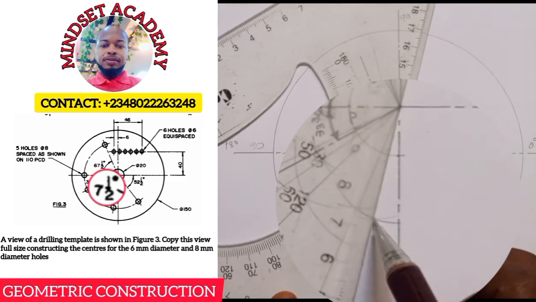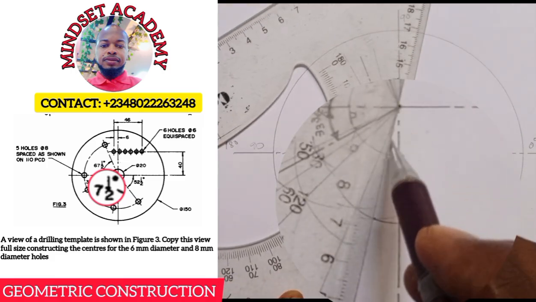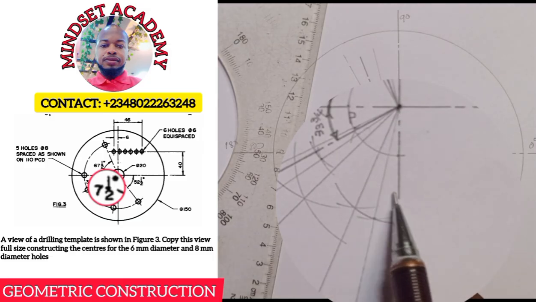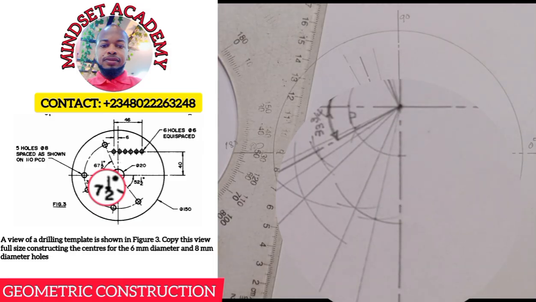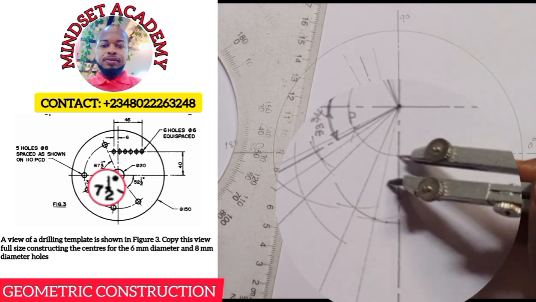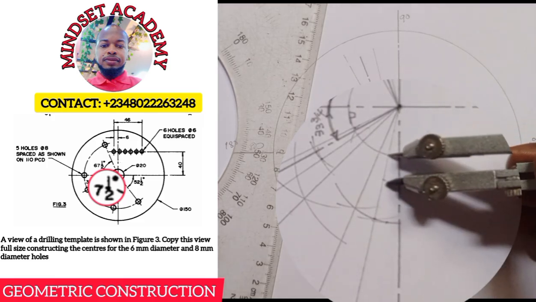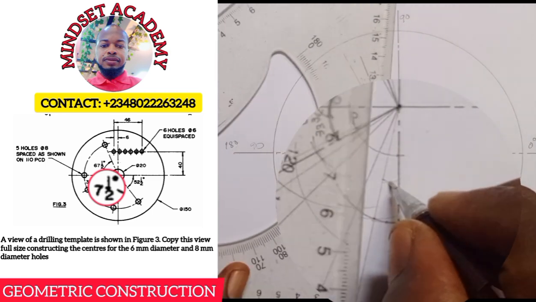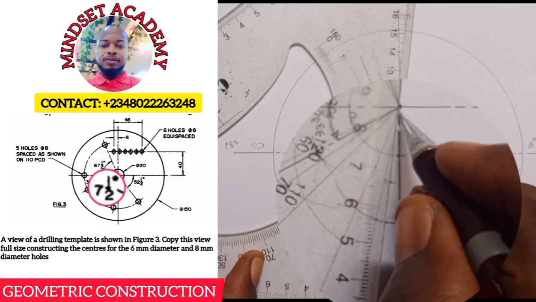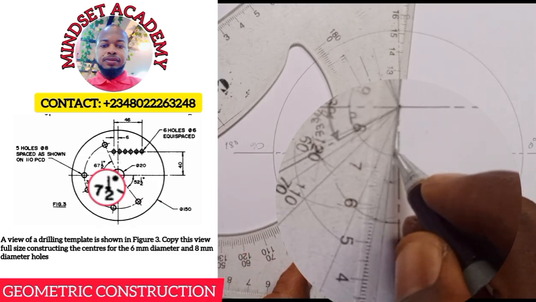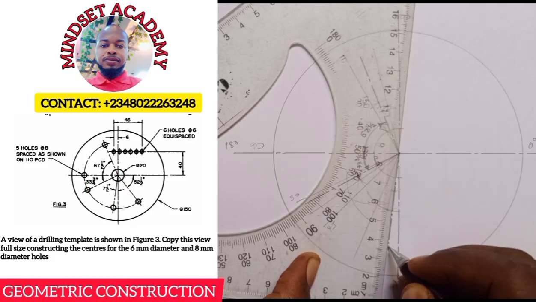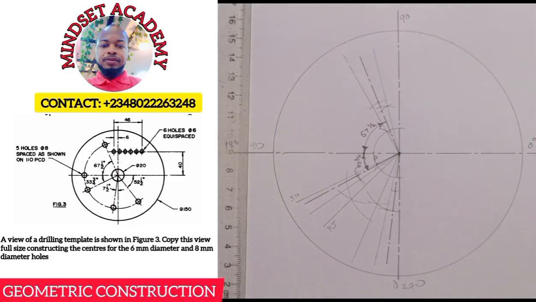So this is 15. Faint line again, right? So since I bisect 30, I have 15. So here is 15, here is 15. And when you divide 15 by 2, you have 7.5. You just place it here, you strike an arc, and you place it here, you strike another arc. So you see that they are meeting here. So that is my 7.5. So I'll just draw long, short, long, short, long, short, and long. Can you see that?